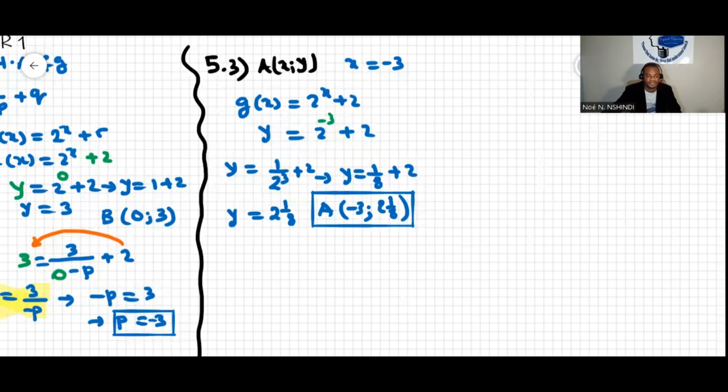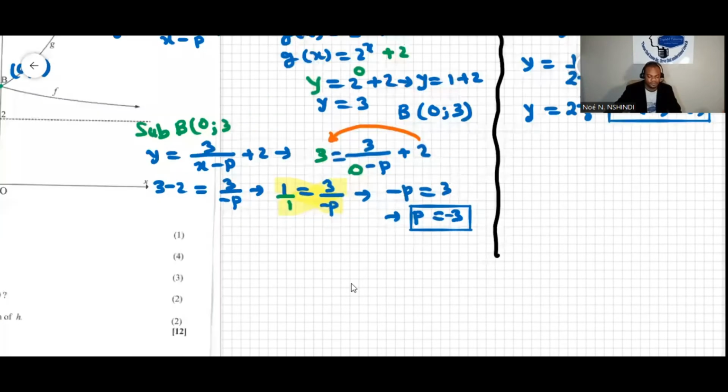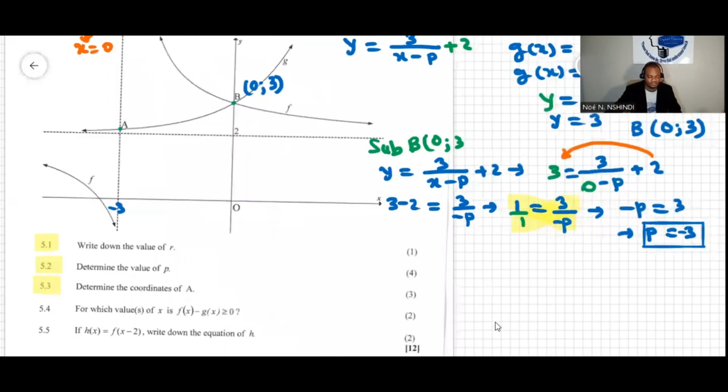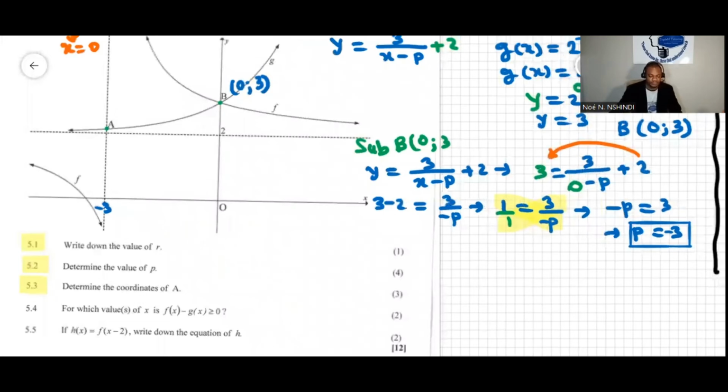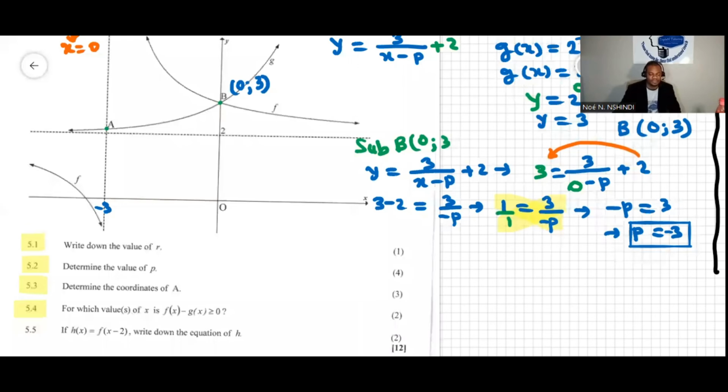And then the following question is question 5.4. Let's see. 5.4. The question says for which value or values of x is f of x minus g of x greater than or equal to 0. Well, we can just see it from here. f of x minus g of x is greater than or equal to 0 in this interval here.